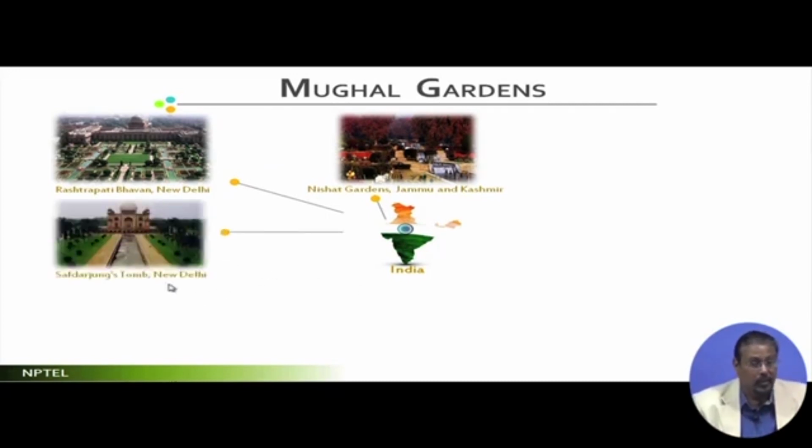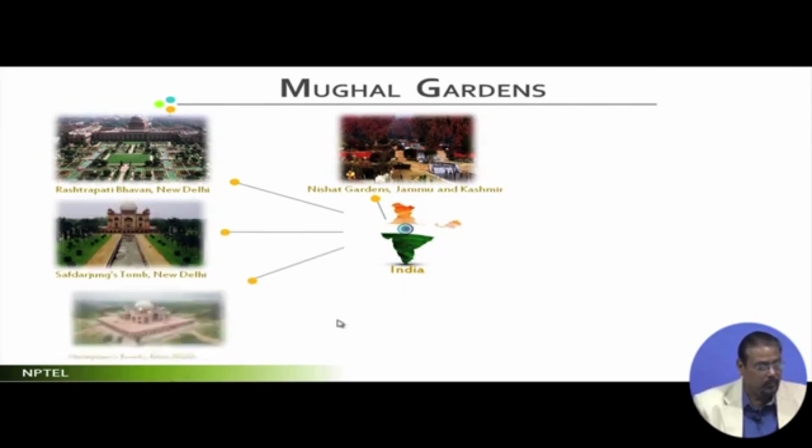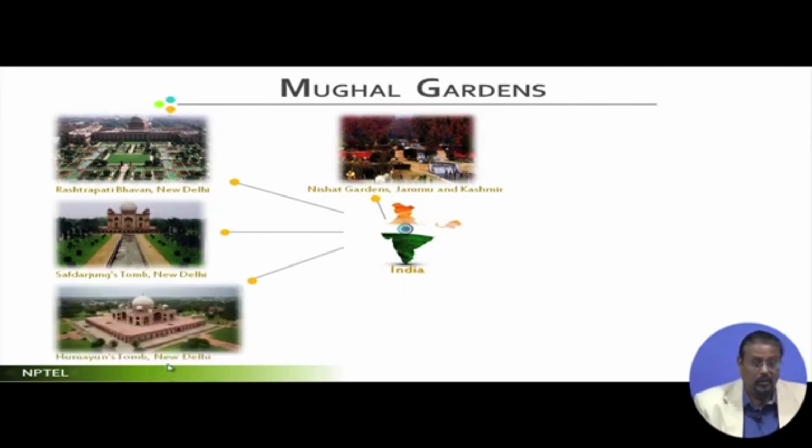Safdarjung's tomb in New Delhi, Humayun's tomb in New Delhi. Just look at one of the pictures which I am focusing on with my cursor. The main tomb, Humayun's tomb, is stationed at the central point, maybe drawing all the attention of the viewer. Surrounding it is a garden. So, in this Mughal garden, let me also explain.